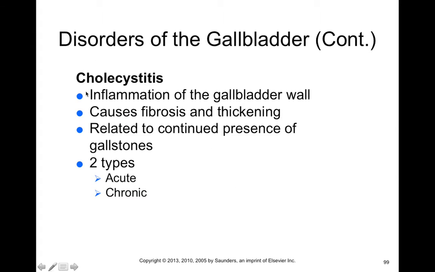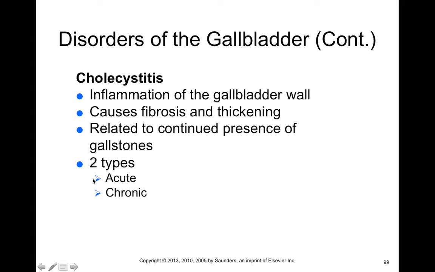Now, cholecystitis is inflammation of the gallbladder wall. This can cause fibrosis and thickening of the gallbladder wall, and the fibrosis and thickening itself can also function as a nucleation center, which can put someone at risk for gallstone formation. And so that's why it's related to the continued presence of gallstones as well, is that if there is fibrosis and thickening of the gallbladder, that itself can function as a nucleation center, and this can cause continued presence of gallstones, which further irritate the gallbladder, which can cause further fibrosis and thickening.